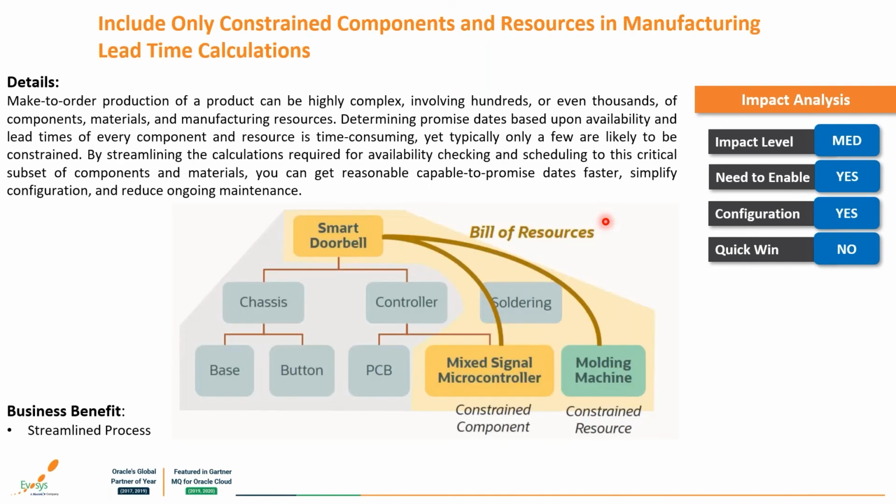Finally, include only constrained components and resources in manufacturing lead time calculation. So just as an example, the bill of material to create the smart doorbell is mentioned over here. As the feature mentions, it now gives us an option to include only the constrained components or the resources while performing the manufacturing process for the item. It overall helps us to make sure that the processes are more streamlined in nature.